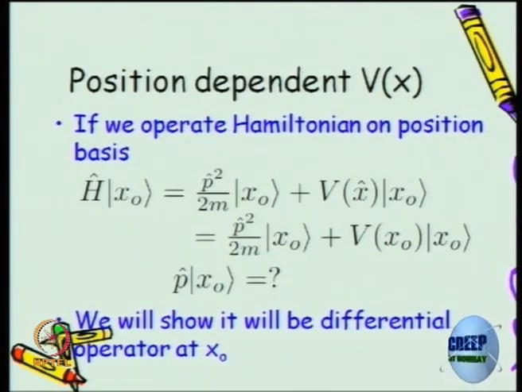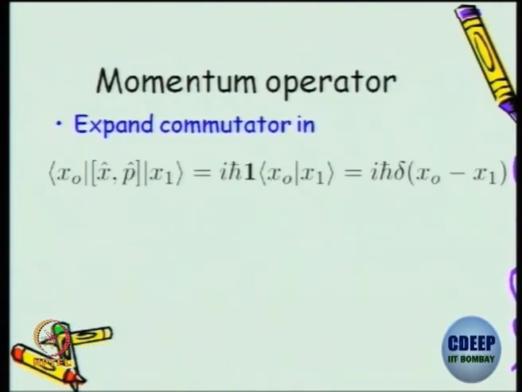We want to see that. But for that, formally we should be able to say what this is in a systematic fashion, rather than just taking the postulate as minus iħ ∂/∂x. So, momentum operator, let's do some trick. Take two positions x1 and x0, and in between, the operator is a commutator of x and p.